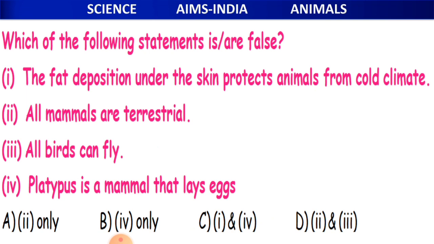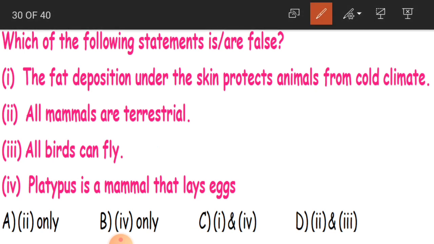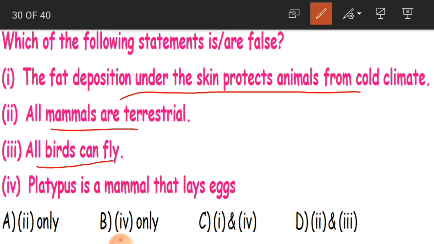Next question. Which of the following statements is or are false? The first one is the fat deposition under the skin protects animals from cold climate. Now, all mammals are terrestrial. Third one, all birds can fly. Fourth one, platypus is a mammal that lays eggs.